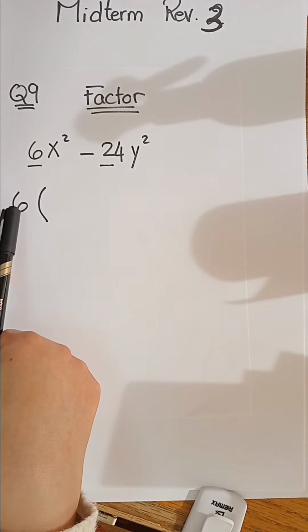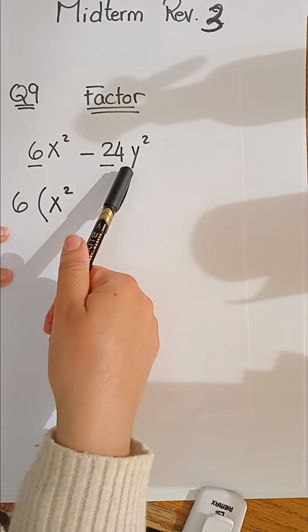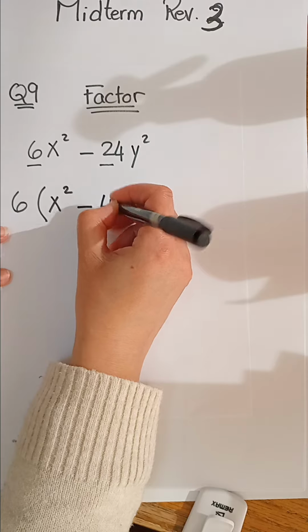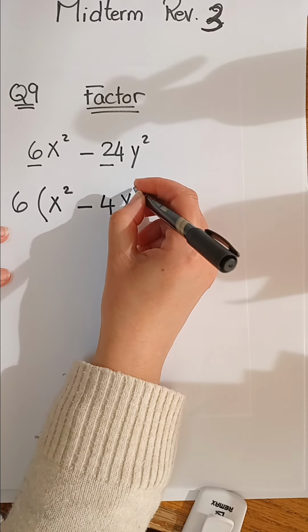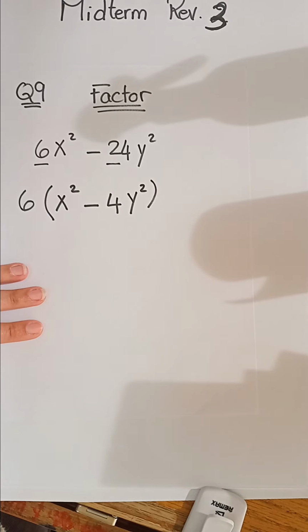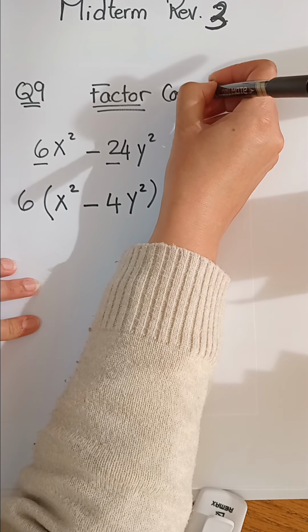6 divided by 6 gives us 1 x squared, or just x squared. Negative 24 divided by 6 gives us negative 4. And I don't forget to put my y squared. I'm not done because whenever I'm being asked to factor, I have to factor completely.